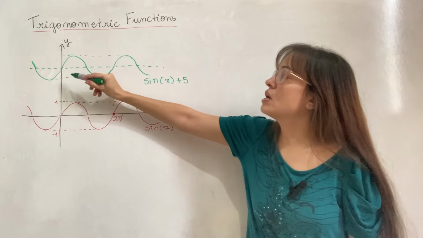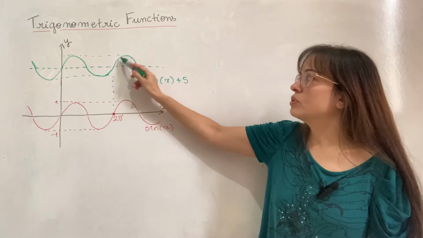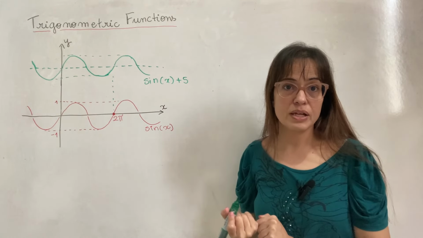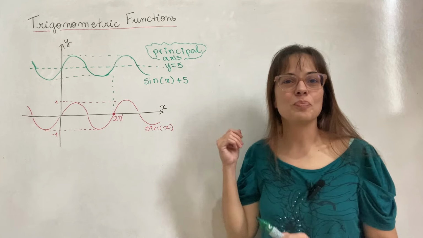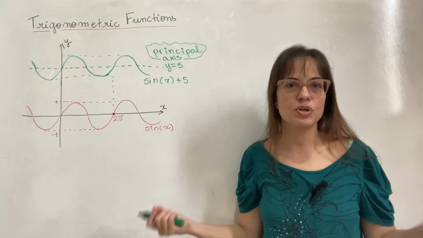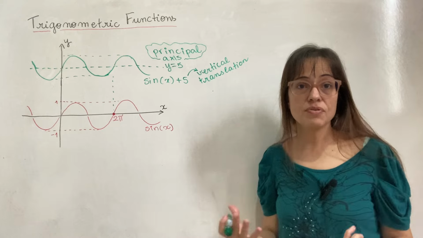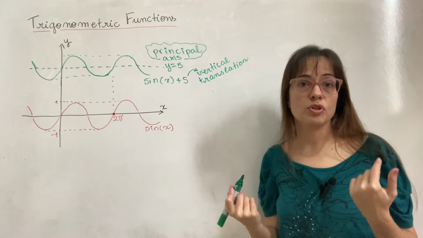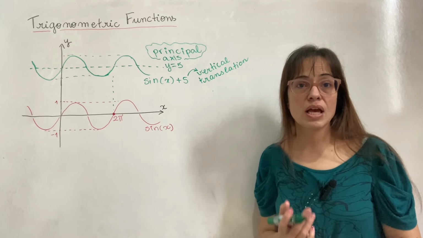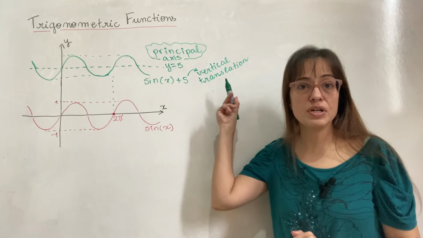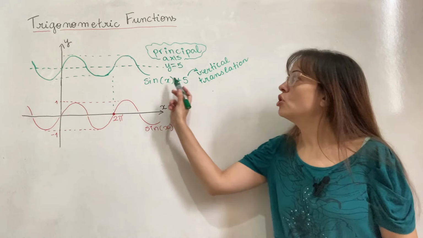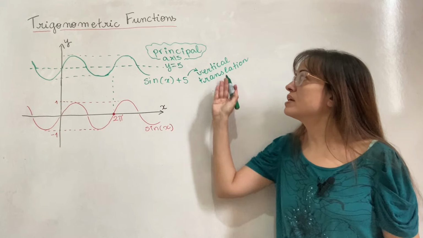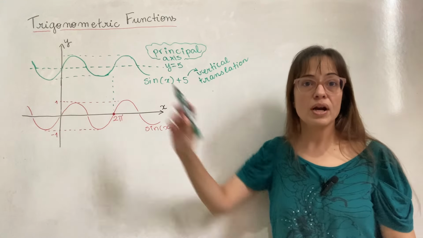So now that it's shifted up, it is going up and down around this other horizontal line, which is the line y = 5 in my example. And this line is called the principal axis of the trigonometric function. So when you're given a trigonometric function like this one, for example, and you want to figure out what the principal axis is, then you just have to look for what was the vertical translation that happened on the original trigonometric function, which in this case was +5, which makes the principal axis of this function y = 5.